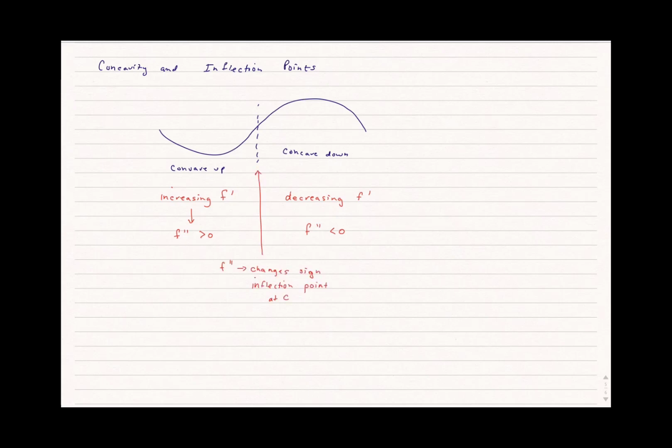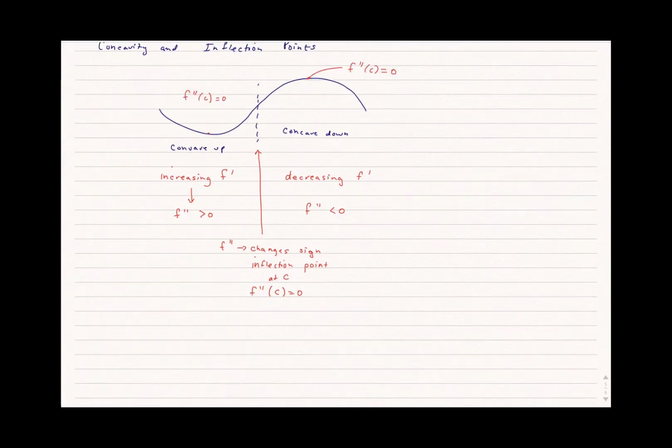I can also say if the sign of f double prime, the second derivative of f, changes sign, then I have an inflection point at that point C. At that point, f double prime in this graph is equal to 0. However, just being equal to 0 does not mean there's an inflection point. For instance, at these 2 points, at the min and the max of the concave down and the concave up sections, at that point the second derivative is also equal to 0.